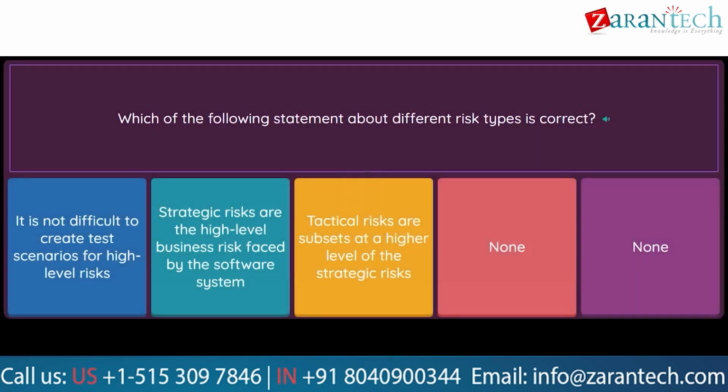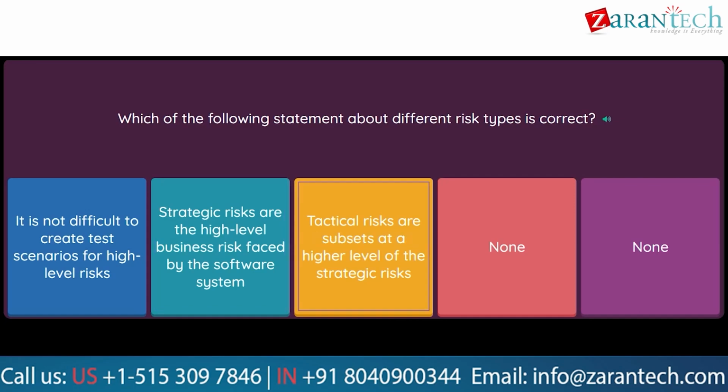Question: which of the following statement about different risk types is correct? Option 1 it is not difficult to create test scenarios for high-level risks. Option 2 strategic risks are the high-level business risk faced by the software system. Option 3 tactical risks are subsets at a higher level of the strategic risks. Option 4 none. Option 5 none.